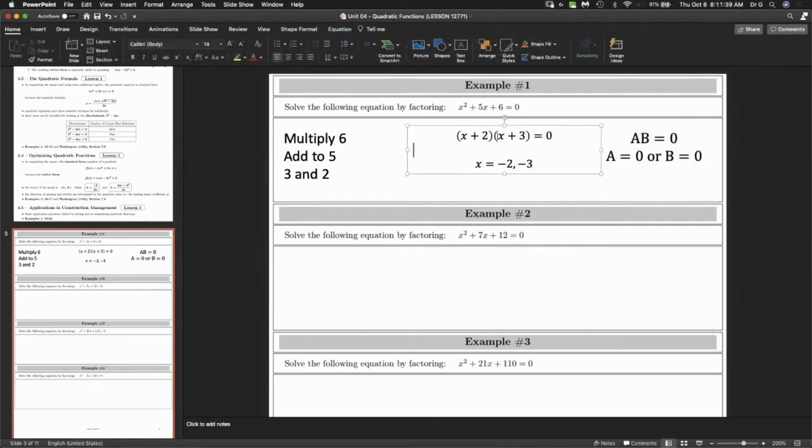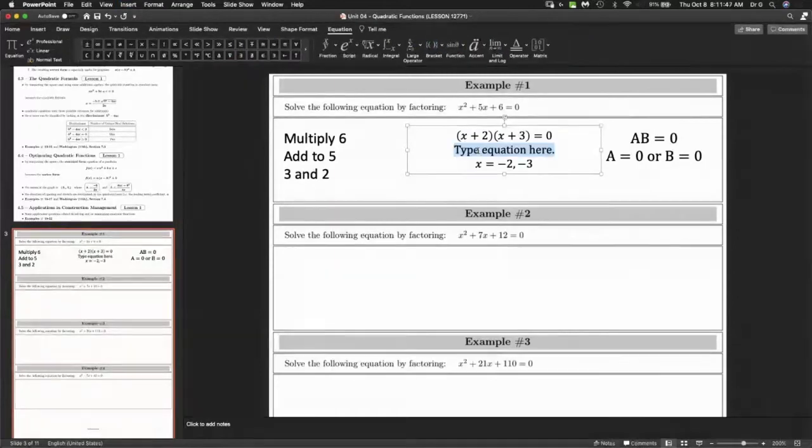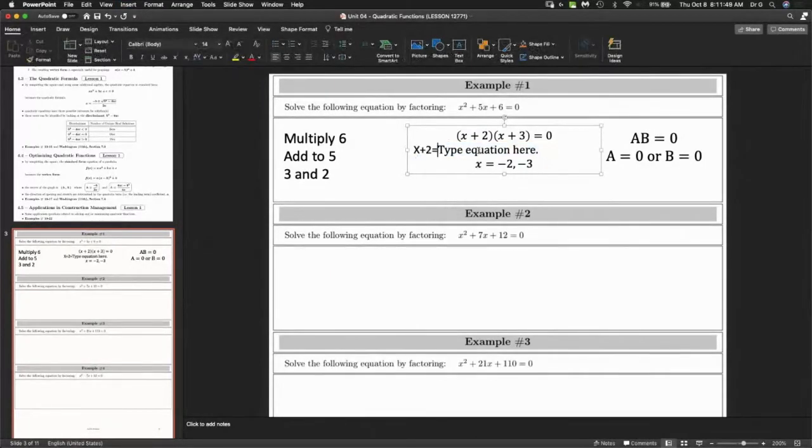Over here, this thing here, the first bracket, is like A. So you could say, for example, x plus 2 equals 0, or x plus 3 equals 0.